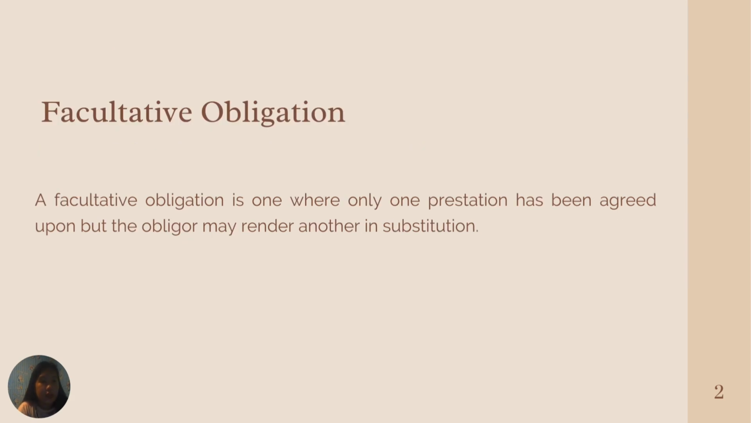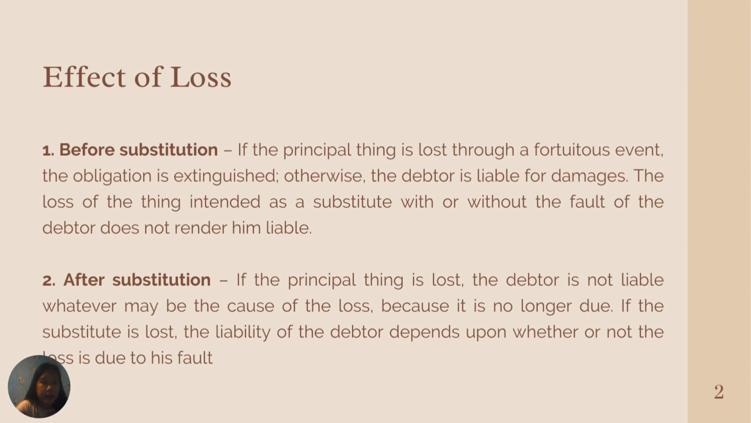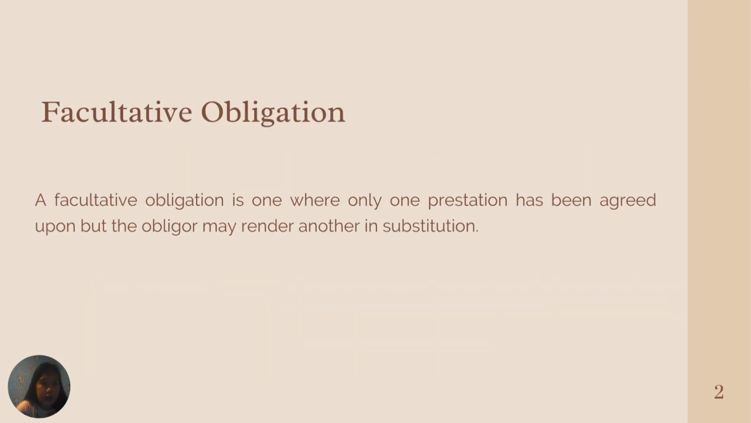So what is a facultative obligation? It is one where only one prestation has been agreed upon, but the obligor may render another in substitution. For example, I will give you my piano, but I may give my LCD television set as a substitute. In this obligation, only the piano is due. Hence, its loss through my fault will make me liable.